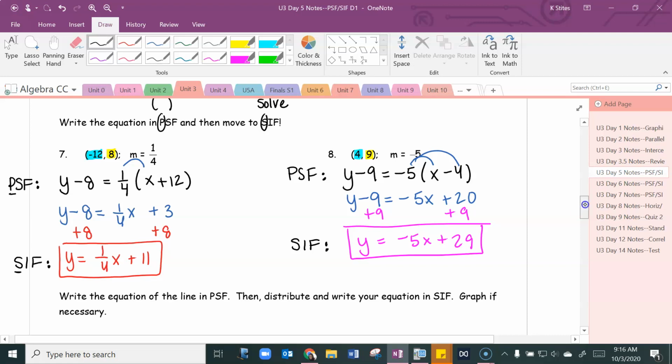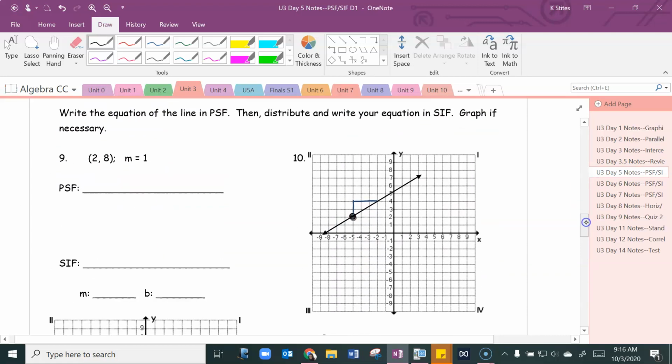So now let's bring some graphing into this. We're going to write the equation of the line in point slope form, and then we're going to distribute and solve, and then write our equation in slope intercept form. And then we're going to graph.